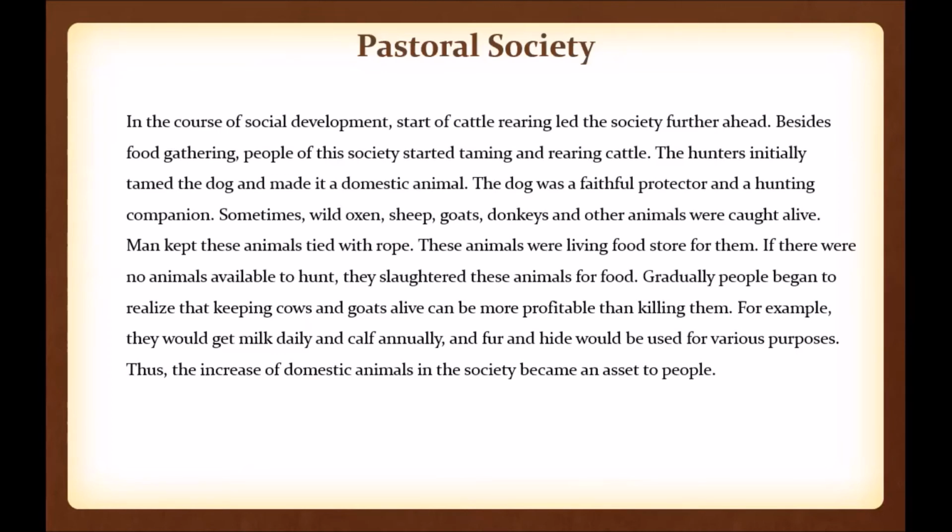Gradually, people began to realize that keeping cows and goats alive can be more profitable than killing them. For example, they would get milk daily and calf annually, and fur and hide would be used for various purposes. Thus, the increase of domestic animals in the society became an asset to people.